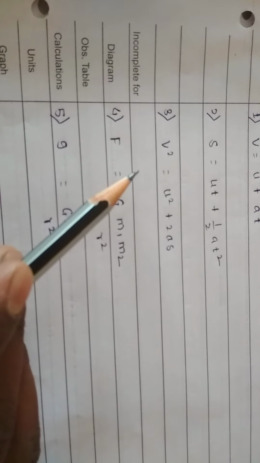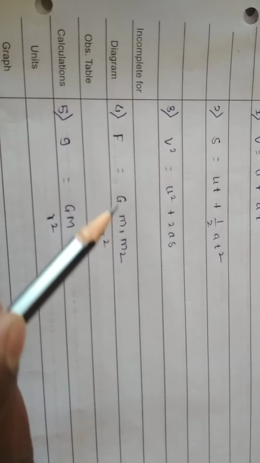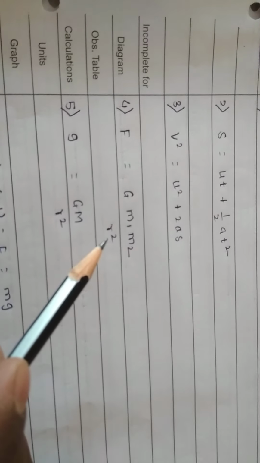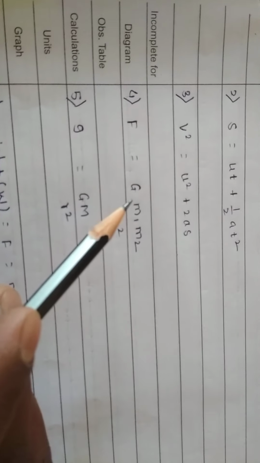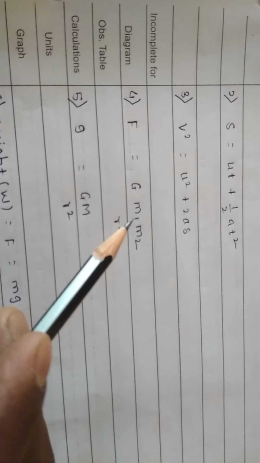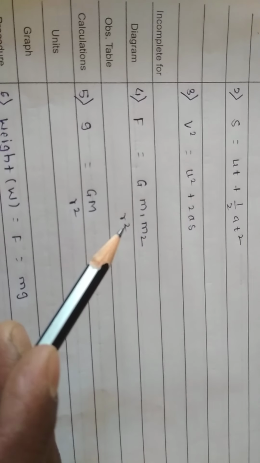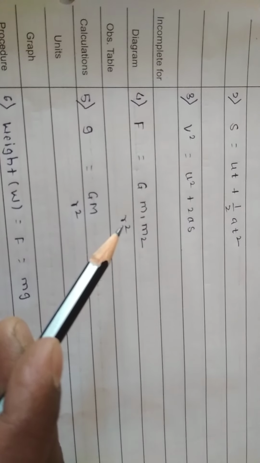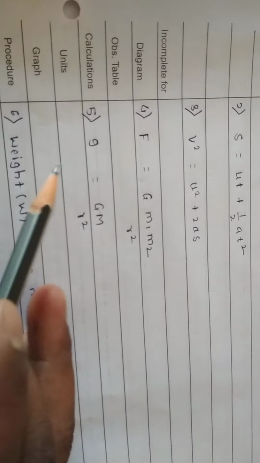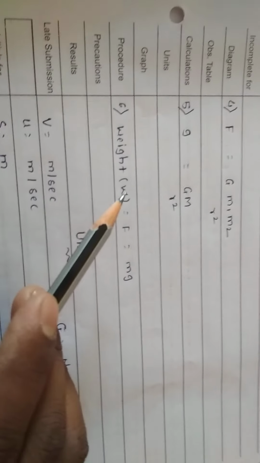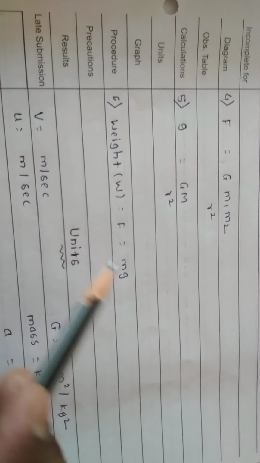The next formula is the force of attraction between two bodies, that is F = G M1 M2 divided by R square. G means gravitational constant, M1 is the mass of the first object, M2 is the mass of the second object, divided by R square. The next formula is g, the acceleration due to gravity, which is equal to GM upon R square. And the next formula is weight. Weight W = F = mg.